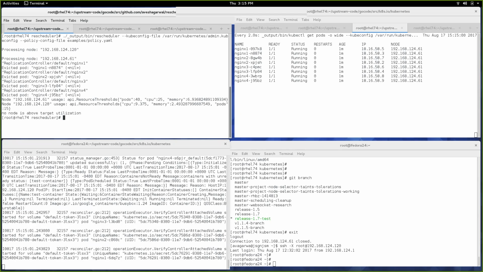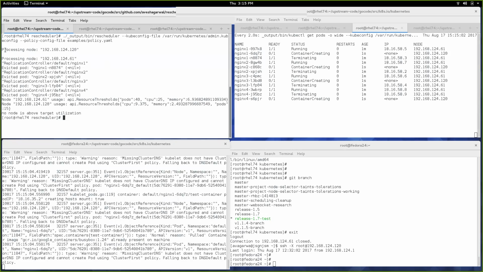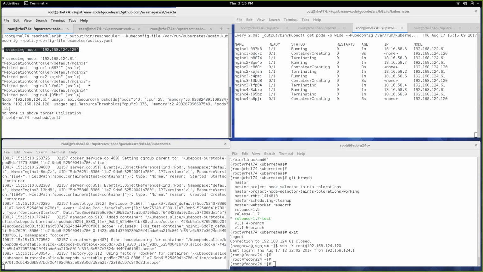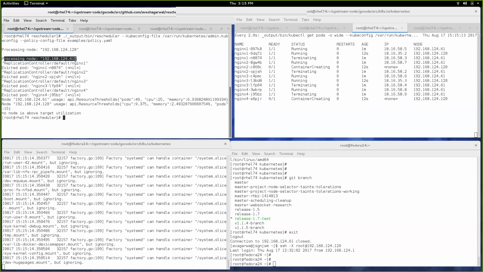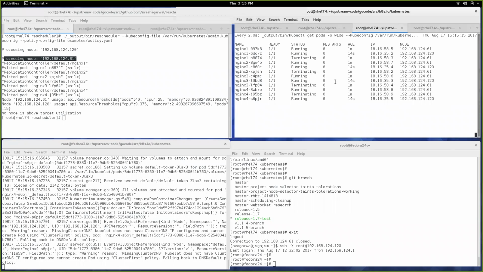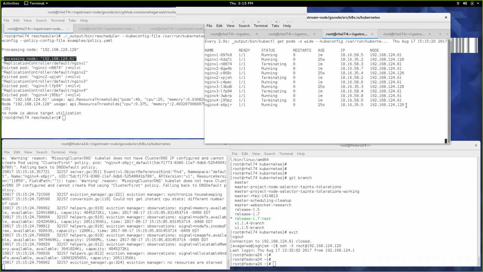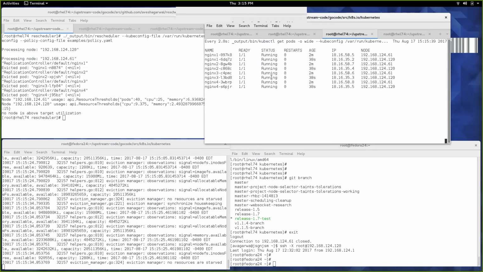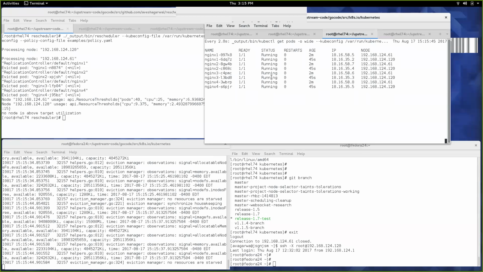So you see, it did not do anything with node 120 because that was a new node, and then it processed node 61. And if you see in this window, all those 4 duplicated pods are evicted, and now those pods are moved to 120. So now you see 4 pods are on the new node 120, and 4 pods are on the already existing node 61. So this is just a simple thing.